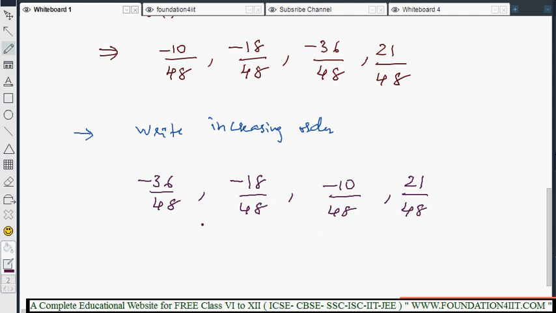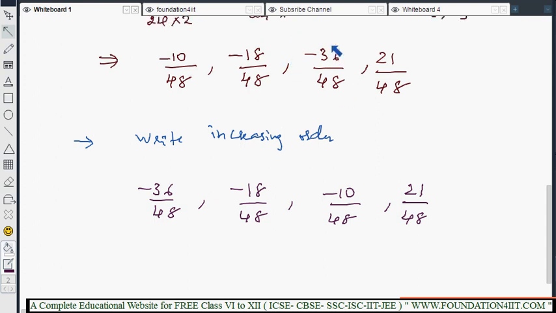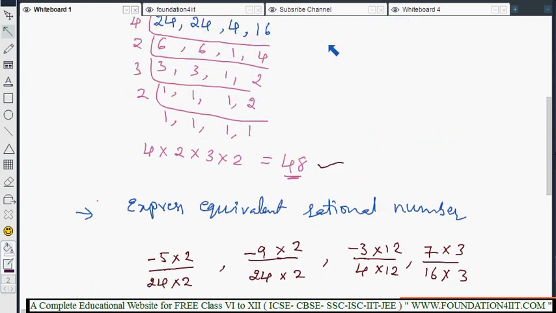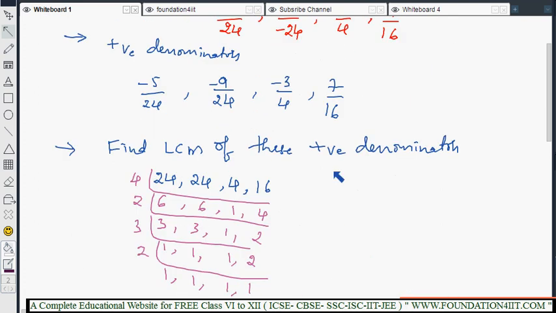Now this is what we converted, then you can write the original value it belongs to. Now the first smallest value is minus 36 by 48, but originally this is not the given number in the question. Minus 36 by 48, if you divide by 12, that is minus 3 by 4. Now this is the smallest one.